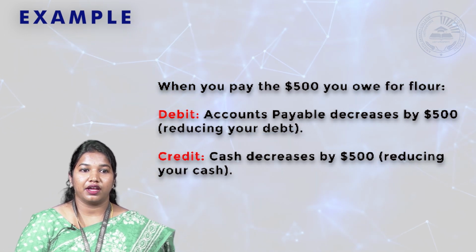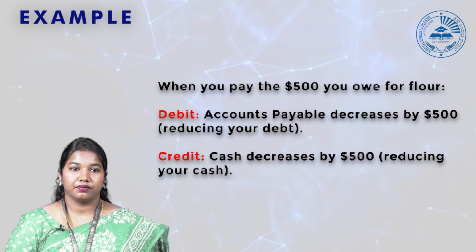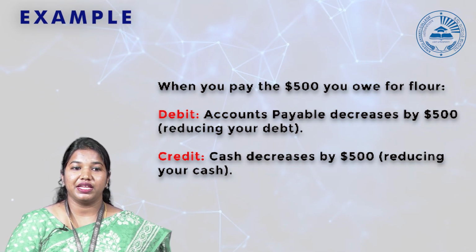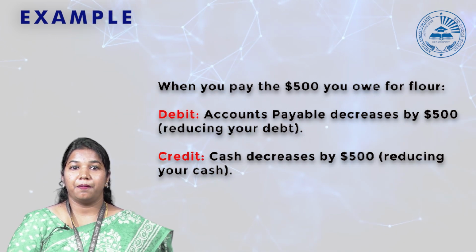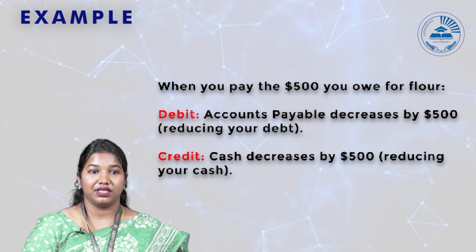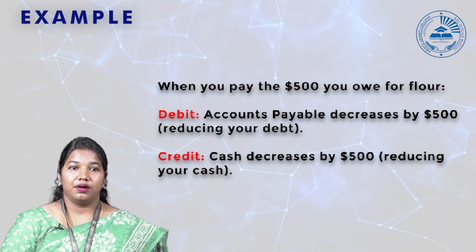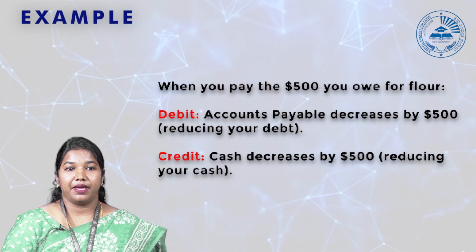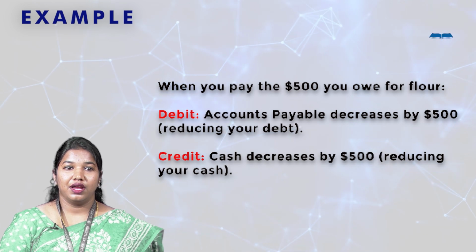So what are we recording here? Increase in liabilities and equity, decrease in assets and expenses. What is your asset here? Your cash. So you're buying flour for rupees 500, your cash is reducing, that will come on the credit side. And what is your expense here? 500 is the accounts payable, that comes to your debit side.